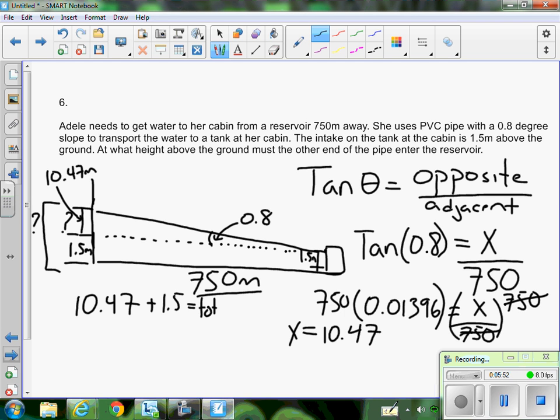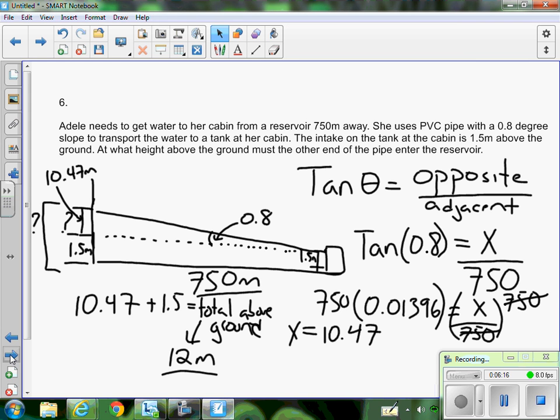So total height above ground. When I do that, I get 11.97, so I get 12 meters, right? About 12 meters above the ground is my answer.